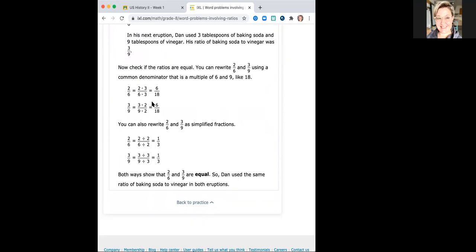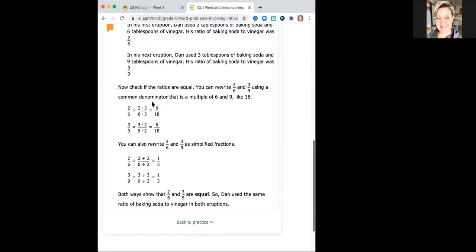One of them is to write them out and rewrite 2 over 6 and 3 over 9 using a common denominator. That is a multiple of 6 and 9, like 18. So just like we did in some of the early sections, we can go and find a common denominator. So if we're trying to find a common denominator, we know that 9 and 6 both go into 18. So to get 6 to 18, we're multiplying it by 3, which means we have to go through and do it on the top.